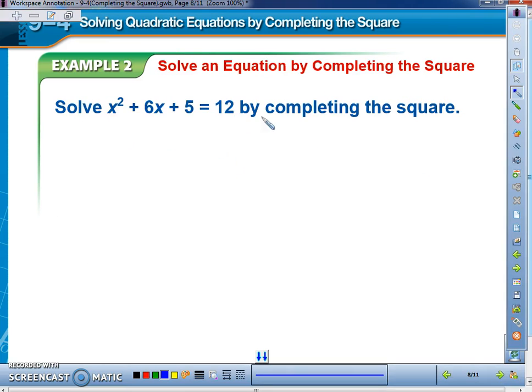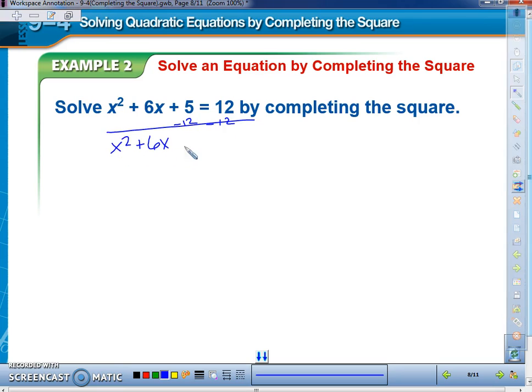So what if you have a formula like this by completing the square? I know what you're thinking. Well, Coach Hammock, I could just go minus 12, and I could go x squared plus 6x minus 7 equals 0. Yeah, you could do that. There's nothing wrong with doing that. And now you could solve it. This is just another method.